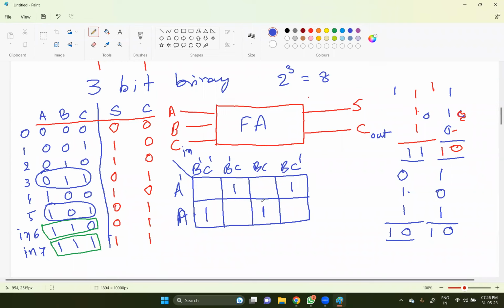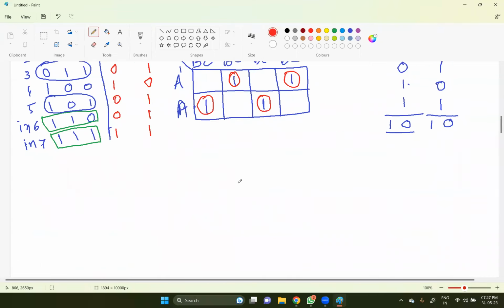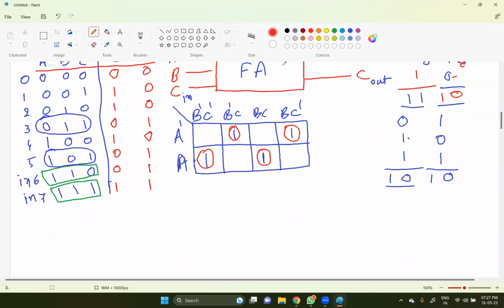Now, no one goes with any quad or pair grouping here. Everything will go with single grouping only. This is single, this is also single, and this is also single because the ones are not adjacent. Since it goes with single grouping, let me draw all of them in a proper way.